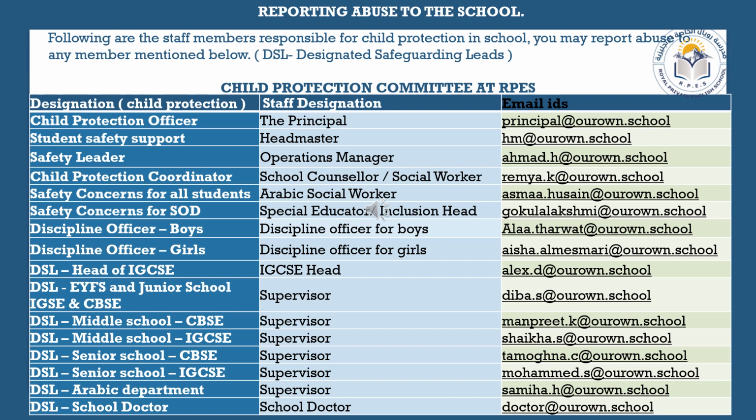Other staff members responsible for child protection in school, you may report abuse to any member mentioned below. DSL, Designated Safeguarding Leads, Child Protection Officer: the Principal. Student Safety Support: Headmaster. Safety Leader: Operations Manager. Child Protection Coordinator: School Counselor, Social Worker. Safety Concerns for all students: Arabic Social Worker. Safety Concerns for students of determination: Special Educator, Inclusion Head. Discipline Officer, Boys: Discipline Officer for boys. Discipline Officer, Girls: Discipline Officer for girls.